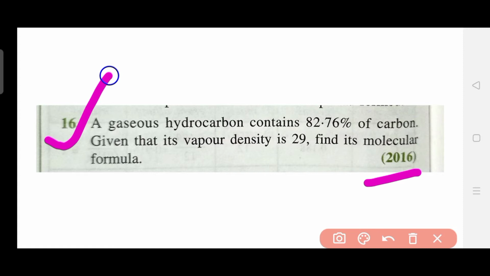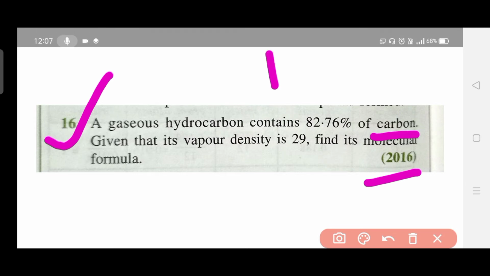So let me tell you what the basic trick in this question was. It was not a very tricky question. You just need to look here that you have been provided with only one element, whose percentage is 82.76% in the given compound. Now most of the students had the doubt about what the other element was, because you can definitely find its percentage, but was it hydrogen or some other element? The answer is that it is hydrogen.